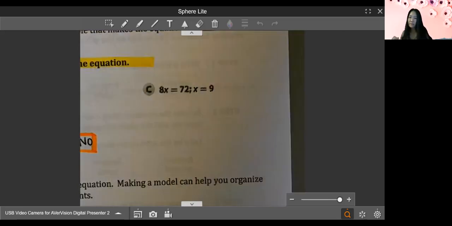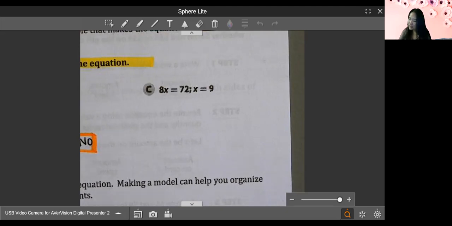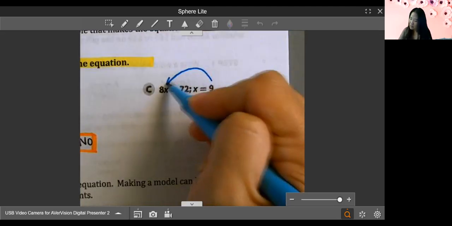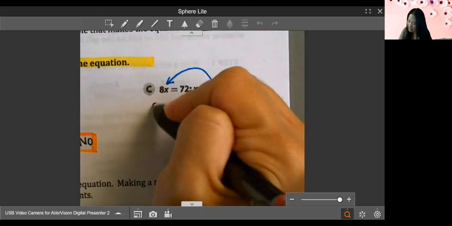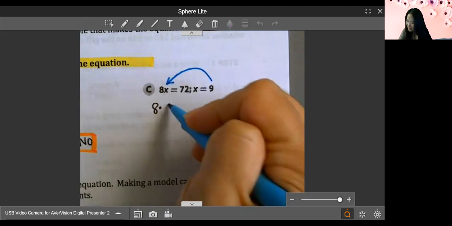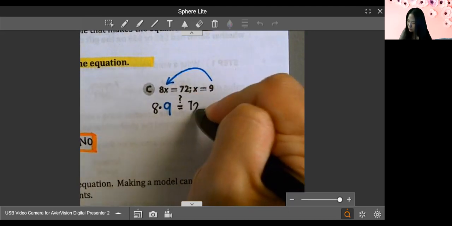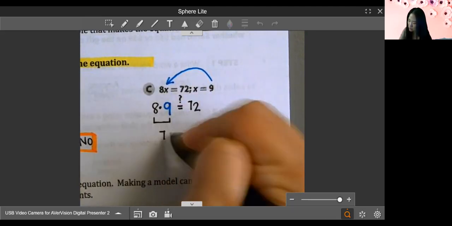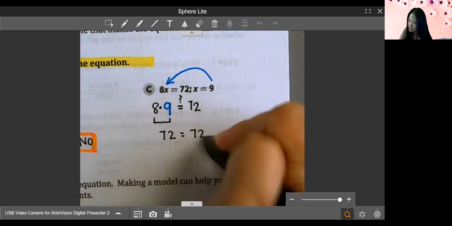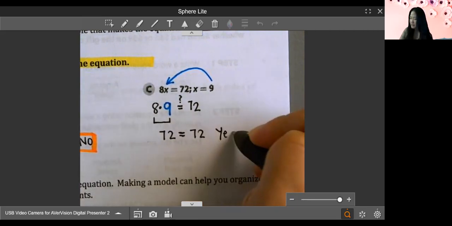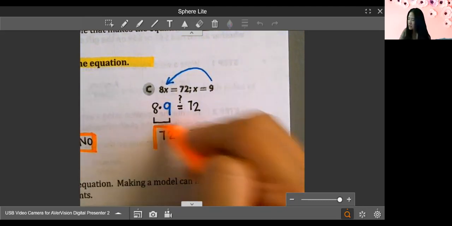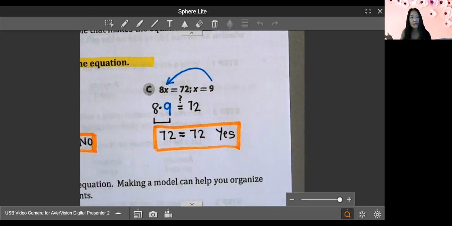Let's look at the next one. C. 8x equals 72 when x is 9. We know that 8x means 8 times x. So I'm going to first substitute 8 times 9. And I'm going to see, is that equal to 72? Well, 8 times 9 is 72. So since 72 is equal to 72, yes, 9 is a solution for this equation. So that was determining whether the given value is a solution of the equation.